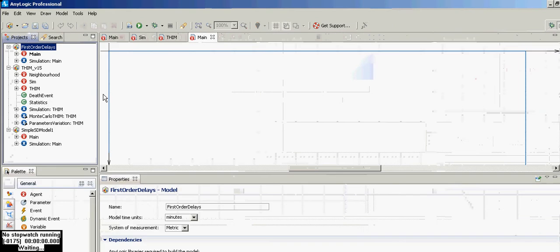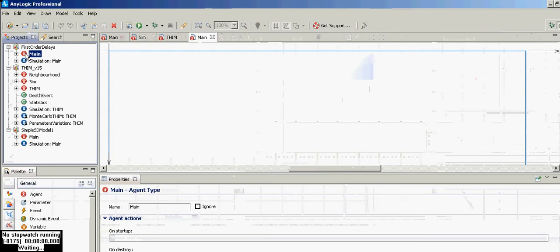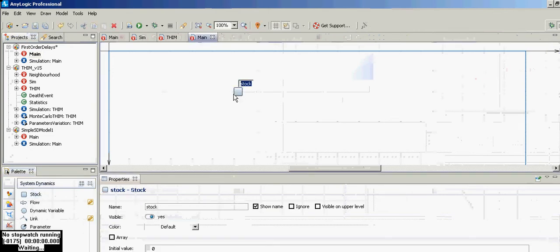Okay. So we're going to go to the main canvas, and we're going to go down and add in a stock. So here's a stock, and I will call it X, capital X. Okay, what else do I need for a first order delay?